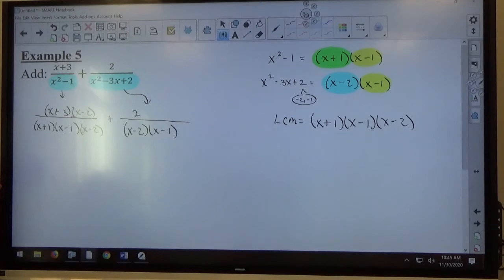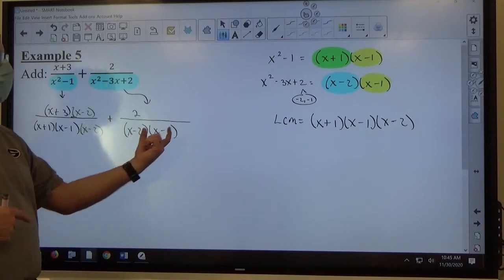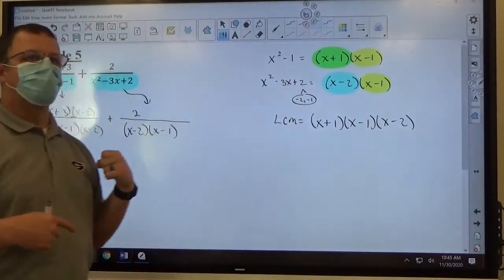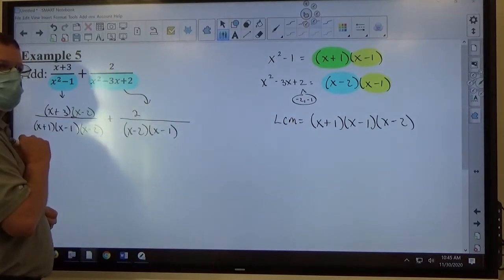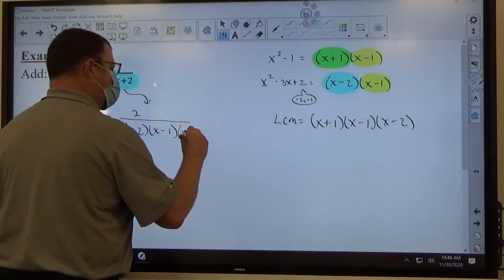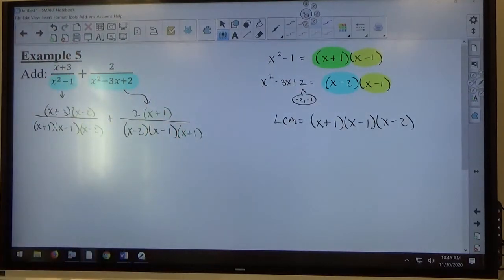I look at the next fraction, do the same thing. I look at what the denominator is right here, and what I want it to be right here, and see what's missing. So x - 2 and x - 1 are there. What's missing? x + 1 is missing. So x + 1 has to go here. I'm going to put an x + 1 on top. That's all it is. That's how you make a common denominator. You find out what's missing, and you put it on there.